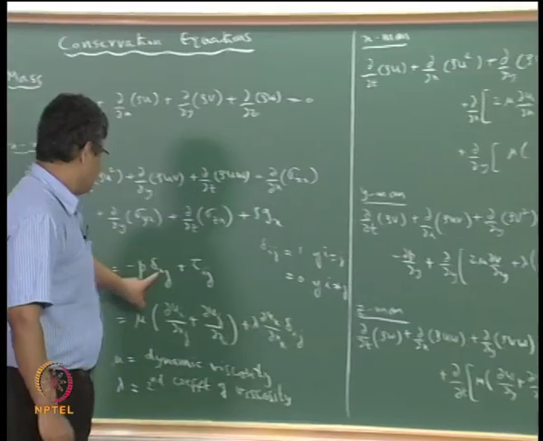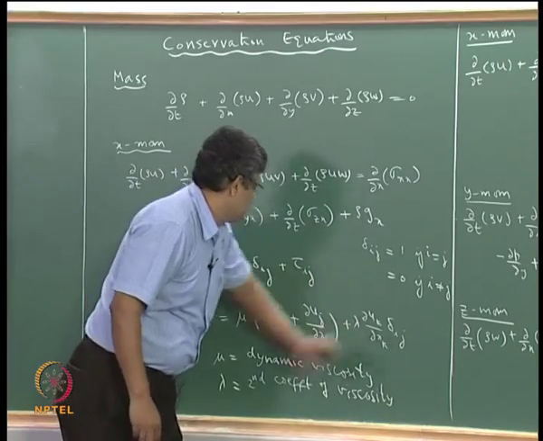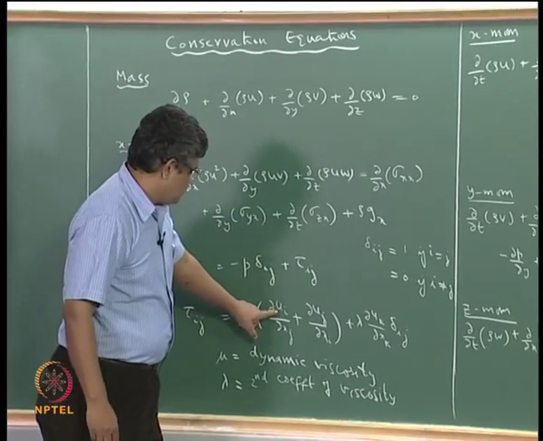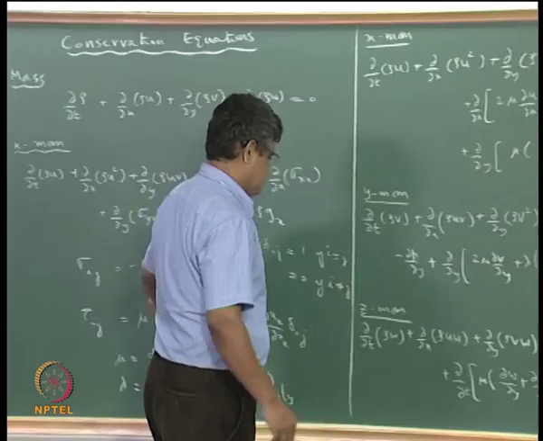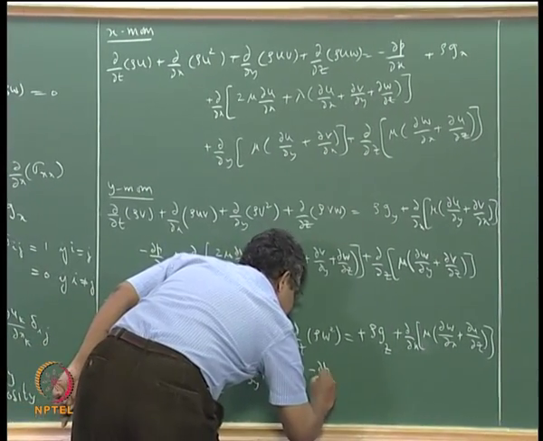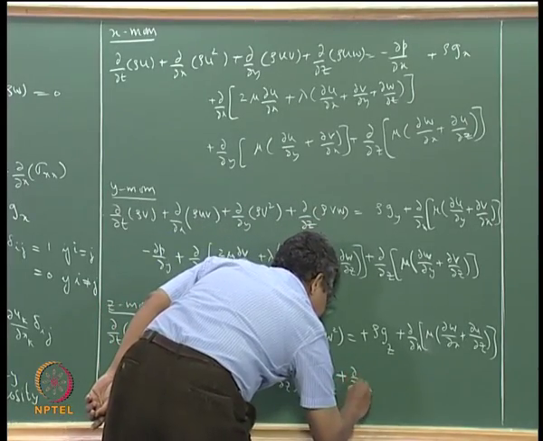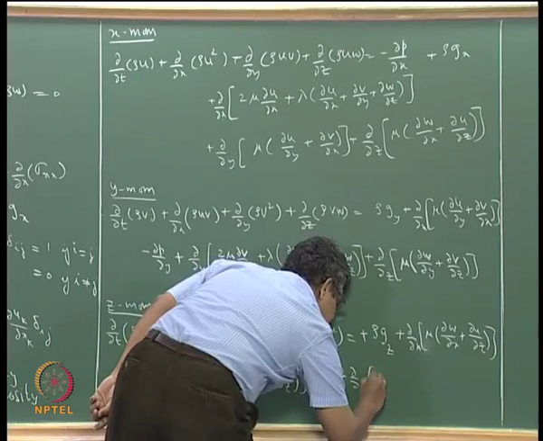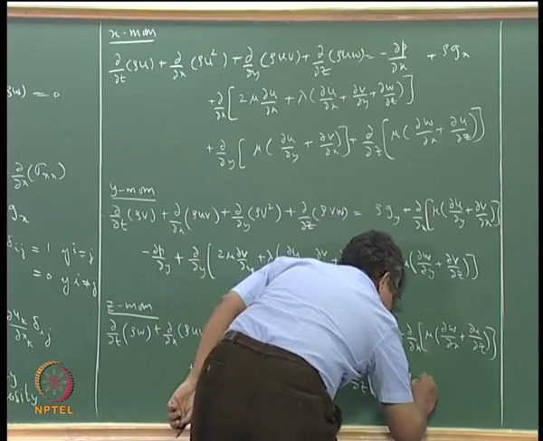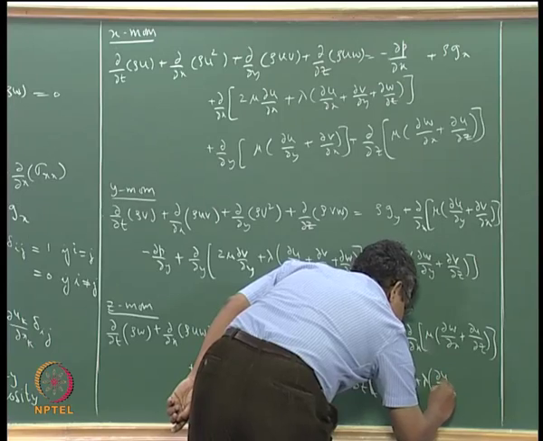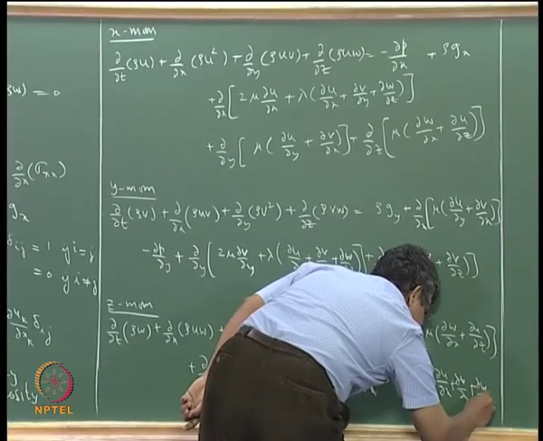and sigma zz means that i equal to j equal to 3, so this is 1 here and this is 1 here, and this becomes dou w by dou z, dou w by dou z, so this term here becomes, so we have minus dou p by dou z plus dou by dou z of 2 mu dou w by dou z plus lambda times dou u by dou x plus dou v by dou y plus dou w by dou z.